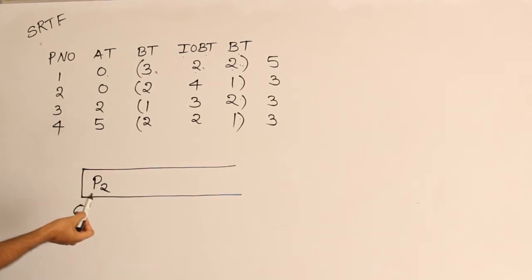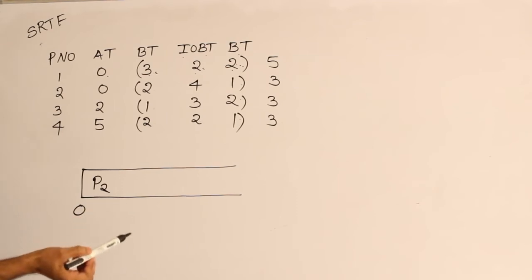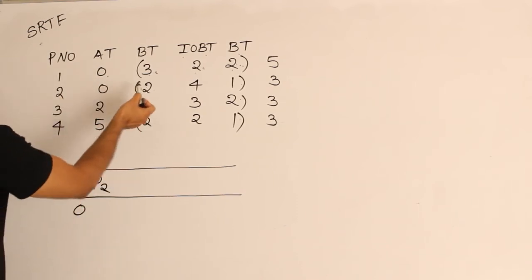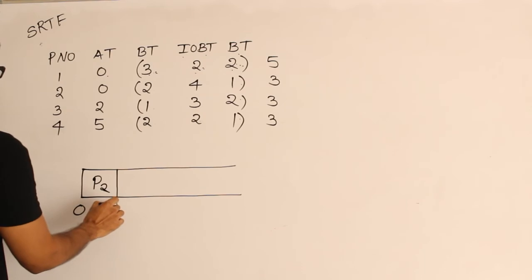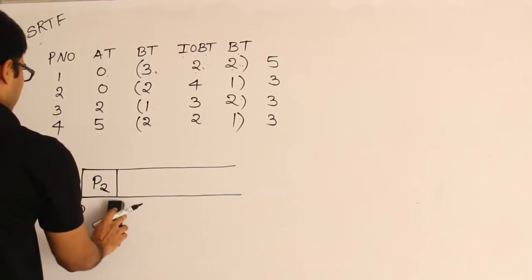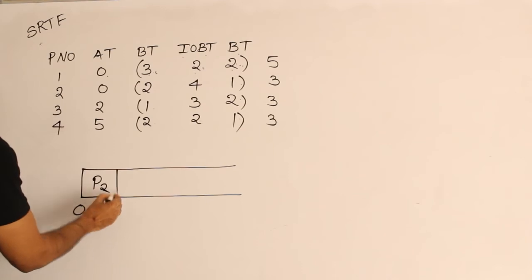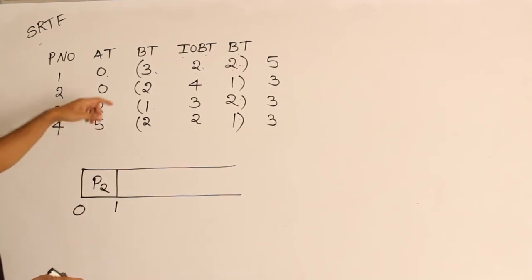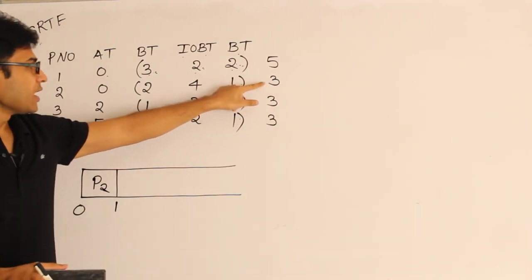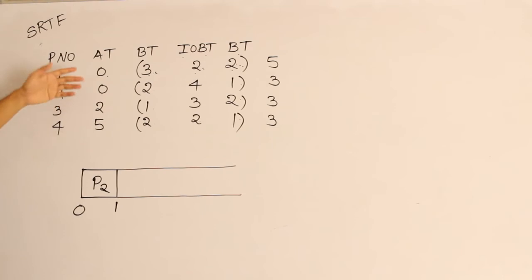And how long should it run? Until I get any other process having a lower burst time. Even if I run it for 1 unit, the burst time requirement of this process will fall to 2, and by that time no other process is available. Therefore nothing changes.